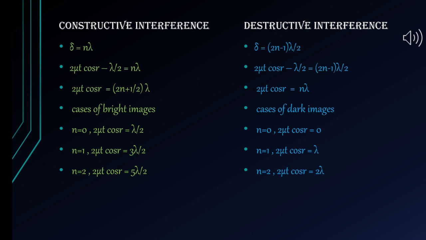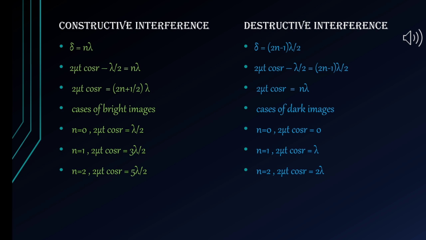When n is equal to 0, 2 mu t cos r is equal to lambda by 2. When n is equal to 1, 2 mu t cos r is equal to 3 lambda by 2. When n is equal to 2, 2 mu t cos r is equal to 5 lambda by 2. These are the conditions for constructive interference.